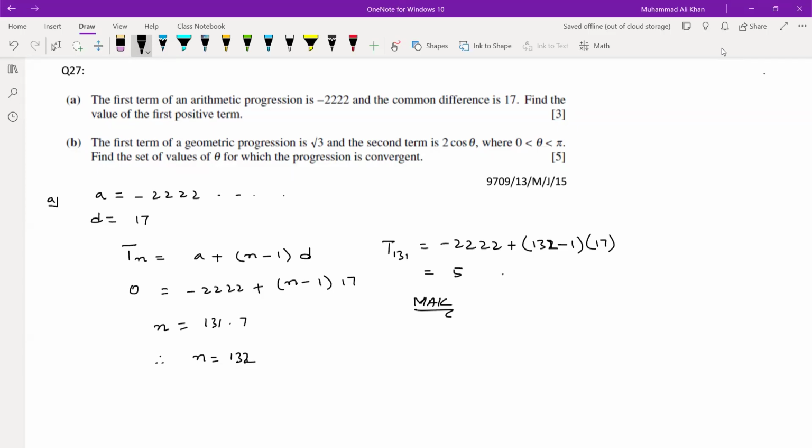Now, what do we have in part B? The first term of a geometric progression is √3, and the second term is 2 cos theta. Find the set of values of theta for which the progression is convergent.